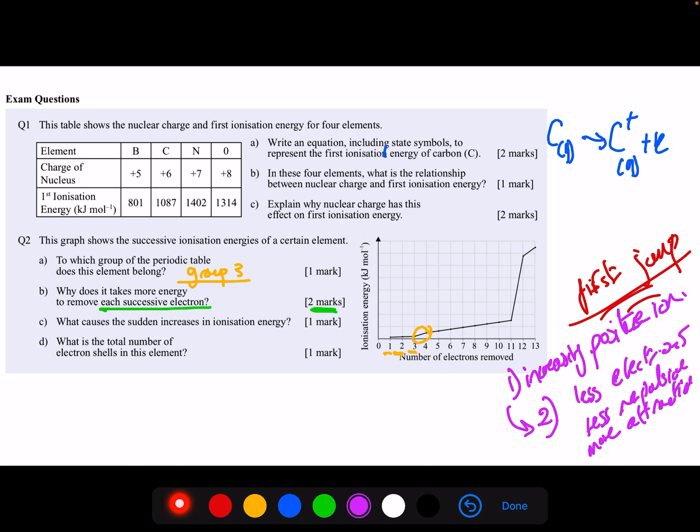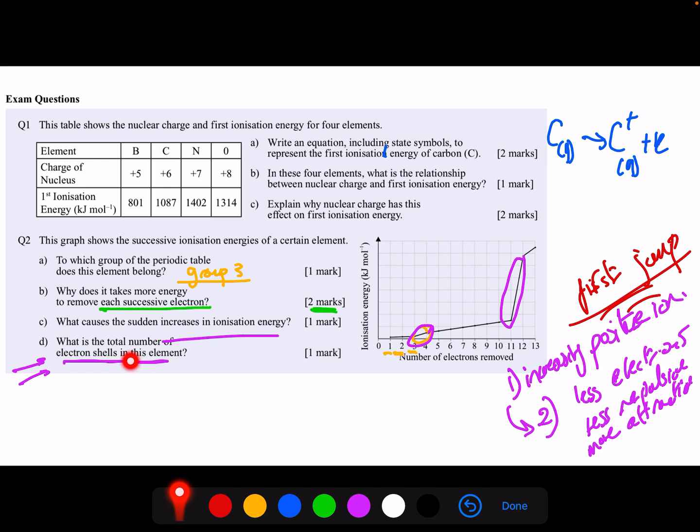What causes the sudden increase in the ionization energy? The 2 jumps. What causes this? You're removing an electron from a shell that is much closer to the nucleus. What's the total number of electron shells, not the total number of electrons? They're asking you, because that's a confusing part. Some students will misread it, think it asks for the total number of electrons, and just mention 13. But no, they're asking about the total number of electron shells.